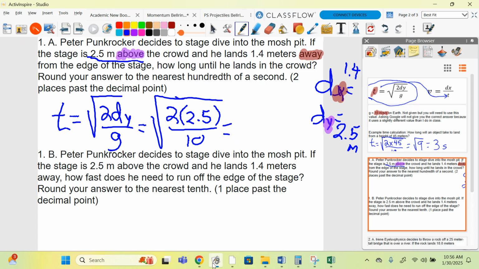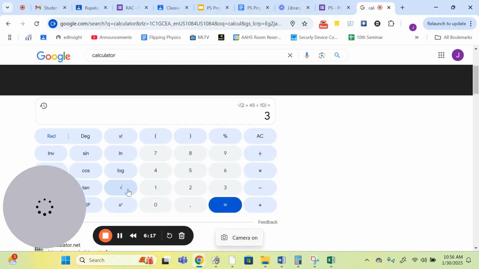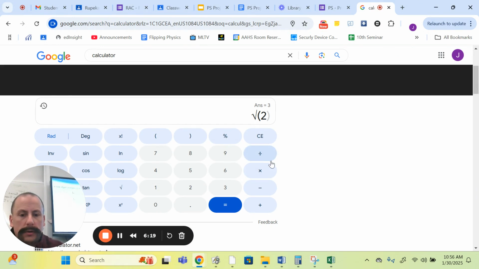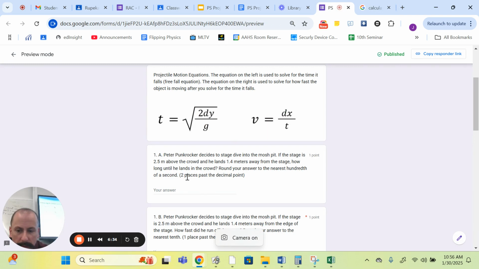As I'm getting ready to type this in a calculator, if I'm using Google, I can just type that all right in. Square root 2 times dy, which was 2.5, divided by 10, equals. It's going to give me 0.707, all those numbers. Please check to see what you're supposed to round to.